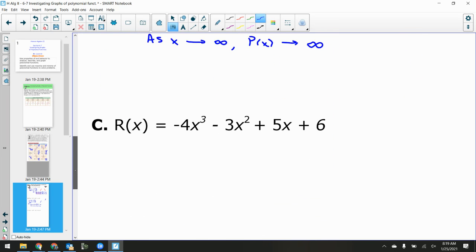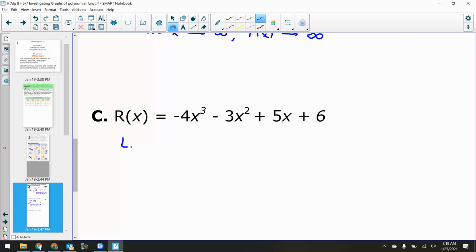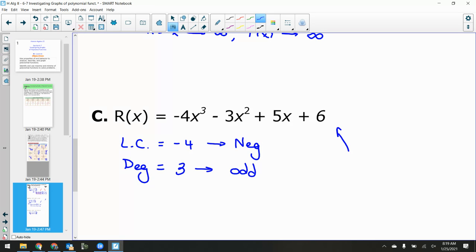Okay, so the leading coefficient looks like it's a -4 in this last one, which means that that's a negative number. The degree looks like it's a 3, so that's an odd. Okay, negative odd. Positive even, positive odd, negative odd. Up on the left, down on the right. Up on the left, down on the right.